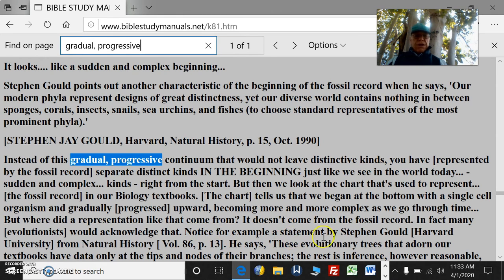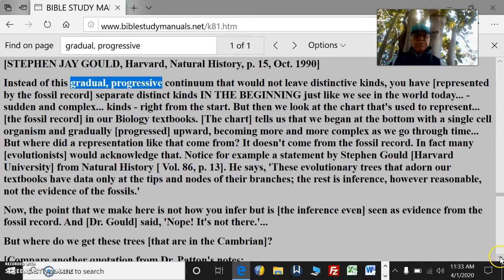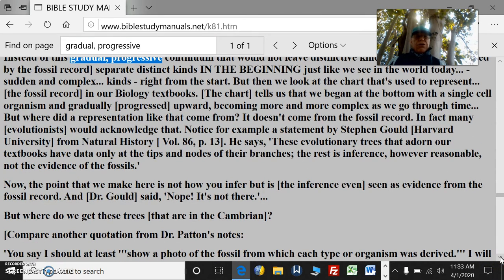Notice, for example, a statement by Stephen Gould, Harvard University, from Natural History, Volume 86, page 13. He says, "These evolutionary trees that adorn our textbooks have data only at the tips and nodes of their branches. The rest is inference, however reasonable, not the evidence of the fossils." So there is no evidence. The fossils don't support that.